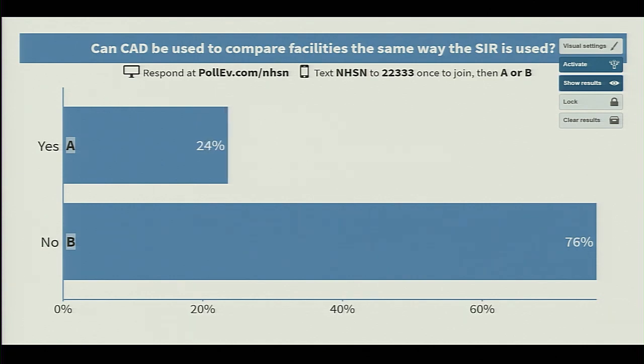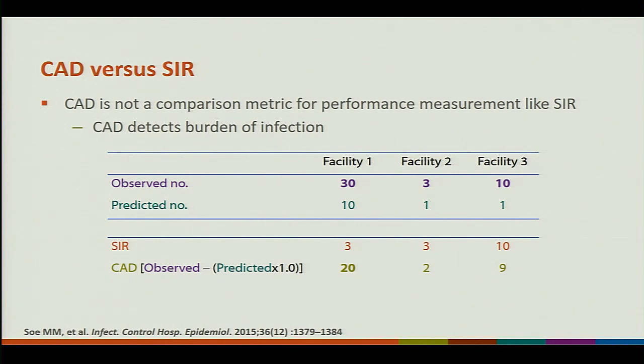And what we're seeing right now is that most of you say no, and that would be the correct answer. Okay. SIR is a comparative metric, right? They've been standardized with risk. Prachi went well into how SIRs are created to allow you to compare them. But again, CADs are going to be a very personal number. When we look at CAD, we're looking at the burden of infection at your facility within your facility's locations.